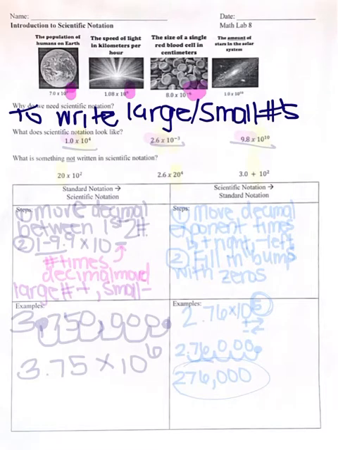So what does scientific notation look like? It starts off with a number in the front, a decimal. That decimal is between 1 and 9. Let's change this color here. Go with the green. You have multiplication in the middle. You have a base of 10, meaning it's always multiplied by 10 to some power.